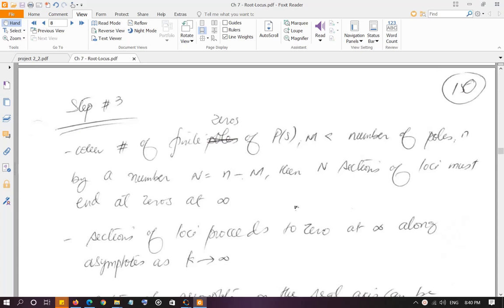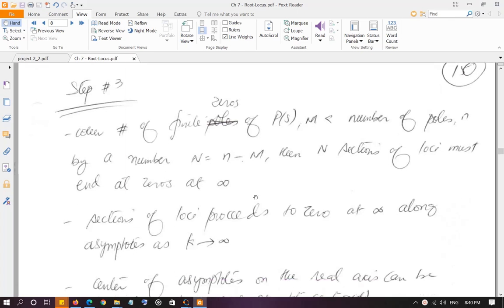Step number 3 of how to plot root locus. As we discussed earlier, root locus always starts from the poles of P(s) or G(s), whatever you want to call it, and ends at zeros. So the number of different root loci, or the sections of root locus, is going to be equal to the number of poles.